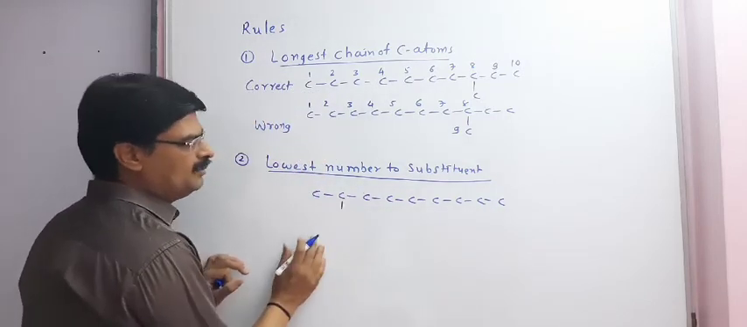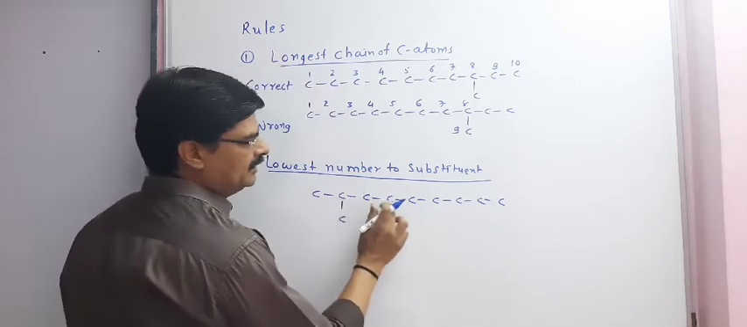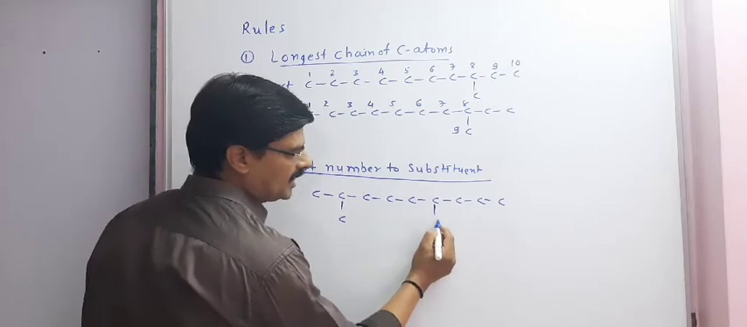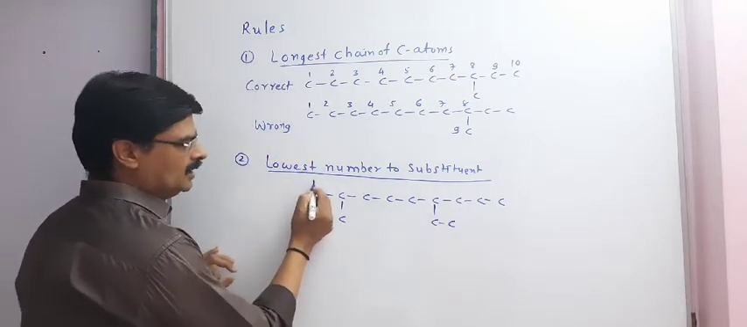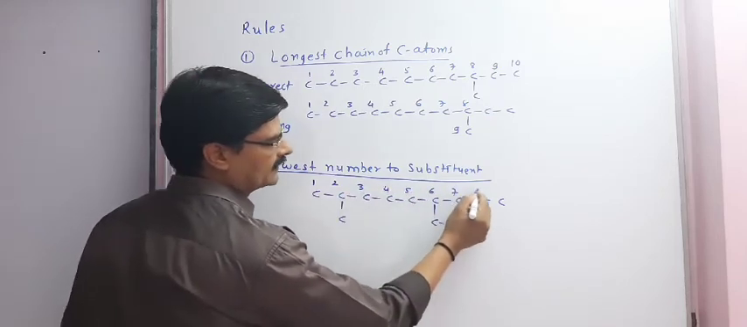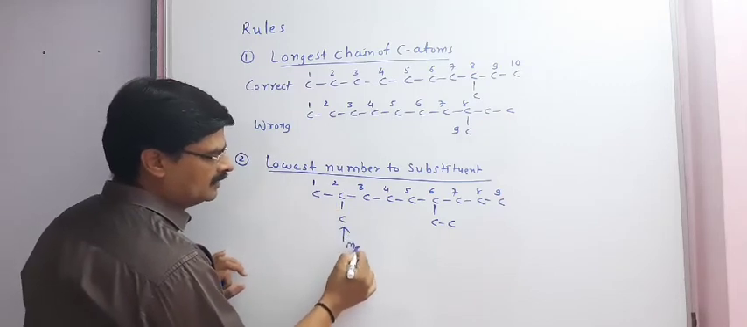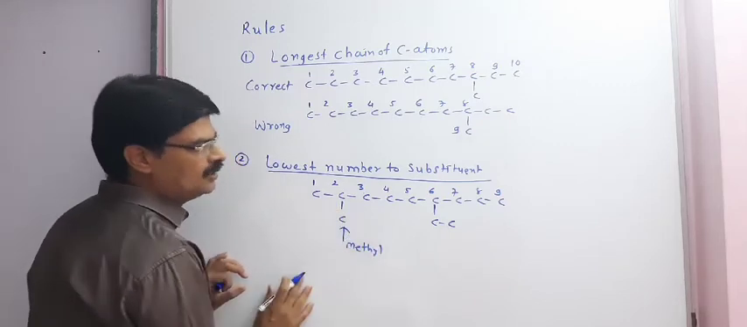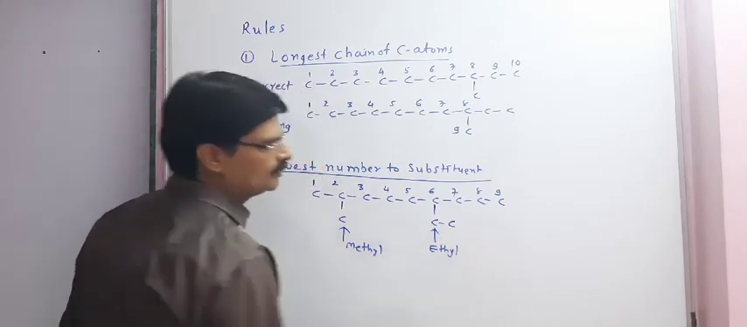On the second number carbon is a methyl group, and 1, 2, 3, 4, 5, 6, say the 6th number carbon is having an ethyl group. Starting from here 1, 2, 3, 4, 5, 6, 7, 8 and 9, we will get the 2nd number carbon to be the methyl group and the 6th number carbon to be the ethyl group.